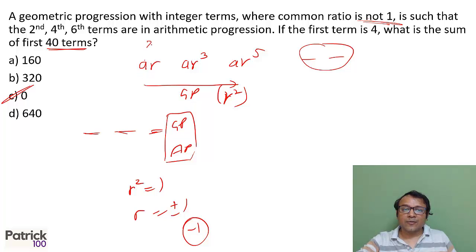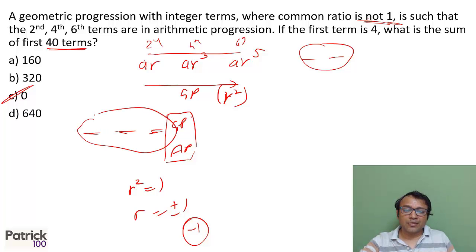These are the second, fourth and sixth terms in GP. 3 terms are both GP and AP only if all the 3 terms are the same, which means the common ratio is 1. So R square is 1, and from there you get R is equal to plus or minus 1.